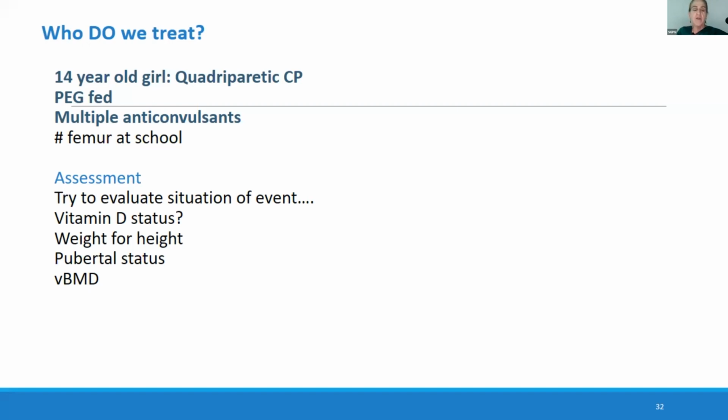Is she vitamin D replete? How tall is she? Is she very thin? What's her pubertal status? And probably the best thing you can do for this young person is induce puberty, because you will induce 50% of increase in your bone mass for life.